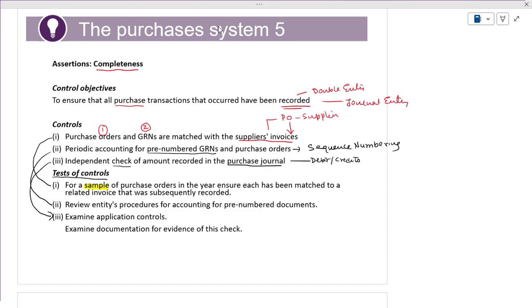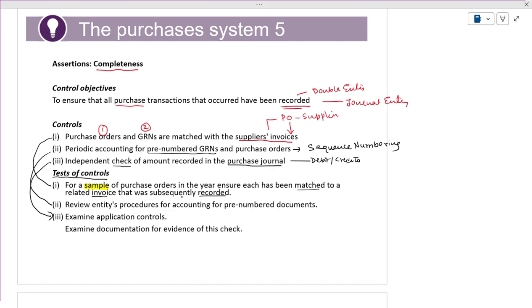For a sample of purchase orders, ensure that each has been matched with an invoice and it has been recorded. We will take the sample of invoices and see whether it has been recorded in the ledger books, and whether it has been posted rightly or not. We will make sure of that.